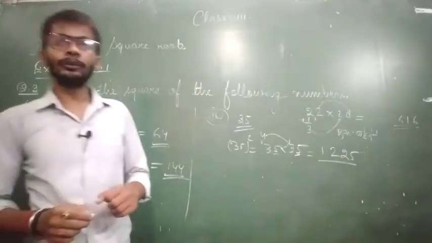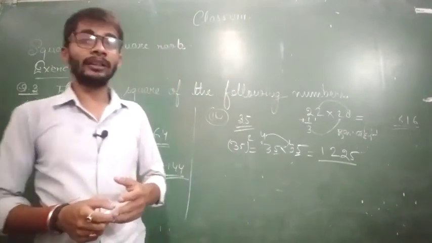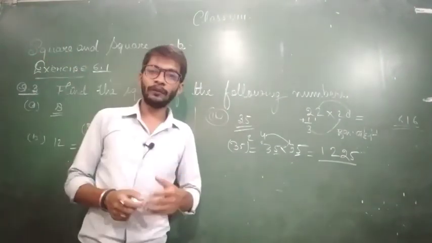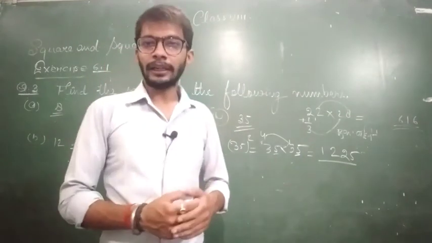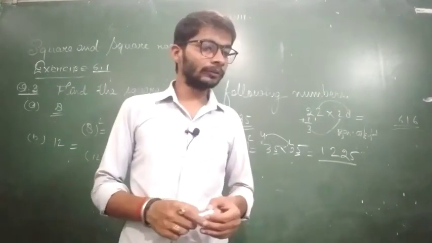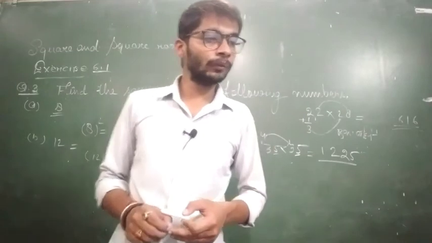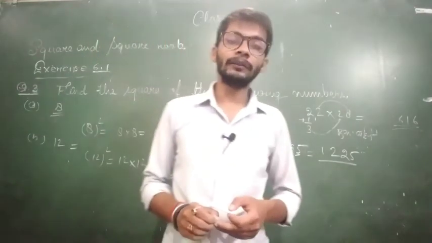I told you this, and it will be helpful for finding squares and square roots of any number which has 5 in its ones place. So come to the next part, question number 4, where you have to find the square of the given numbers with the column method.